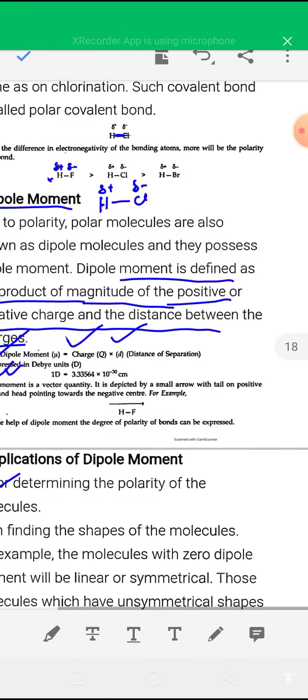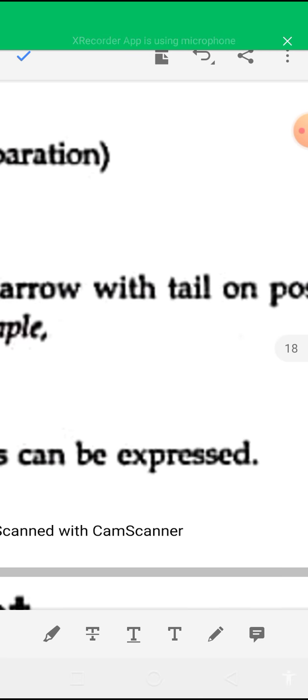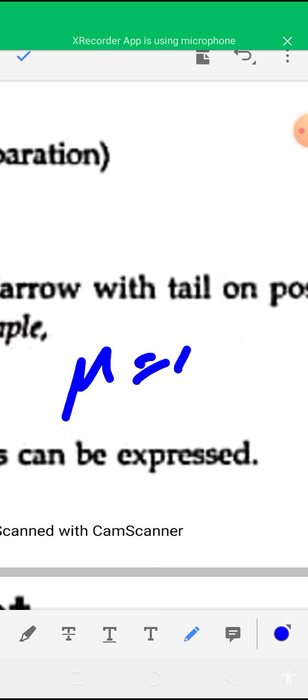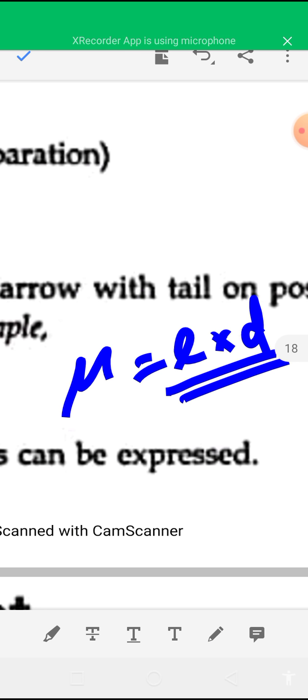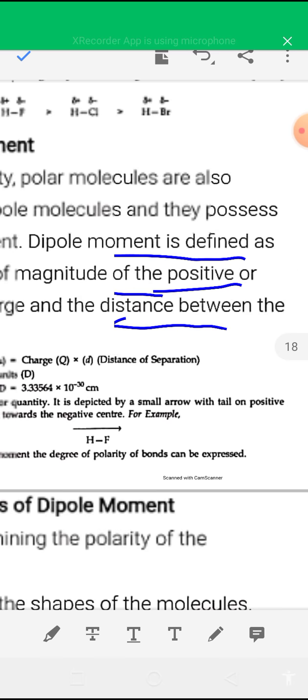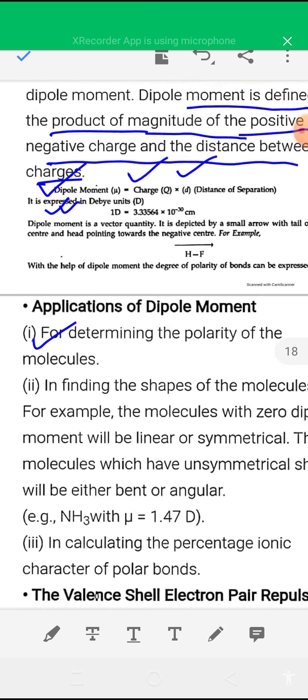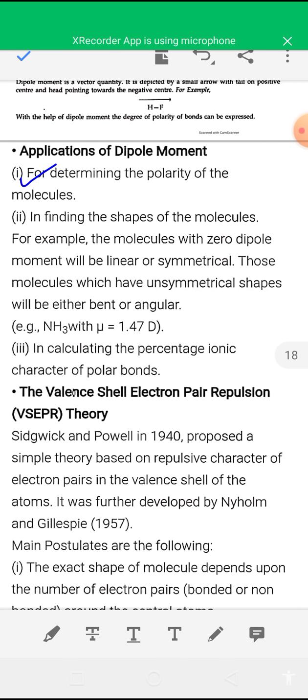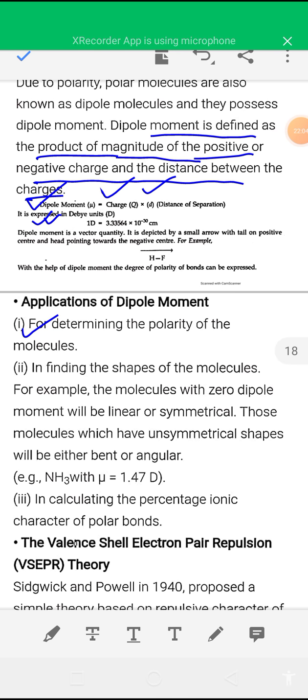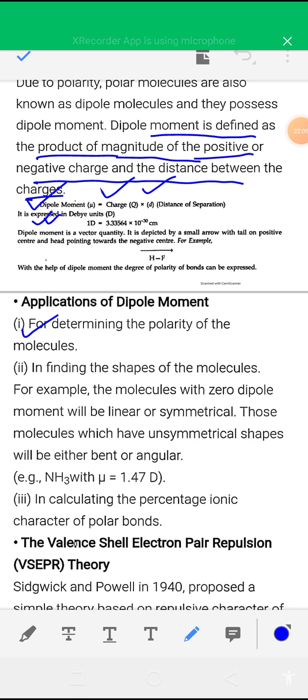So mathematically, dipole moment mu is equal to charge times distance, e into d, where e means charge, or you can also write q into d. It is expressed in Debye unit. The term dipole moment is related to covalent molecules. Now see, application of dipole moment: it is used for determining the polarity of molecules. If dipole moment is 0, then the molecule is non-polar. If dipole moment is not equal to 0, then the molecule is polar.